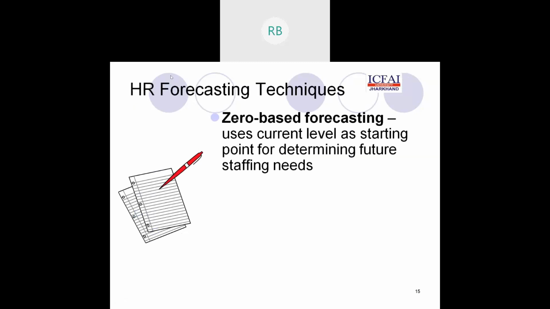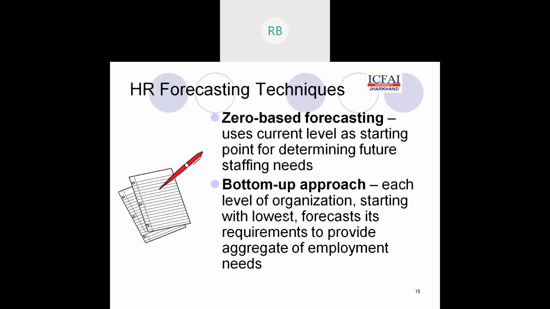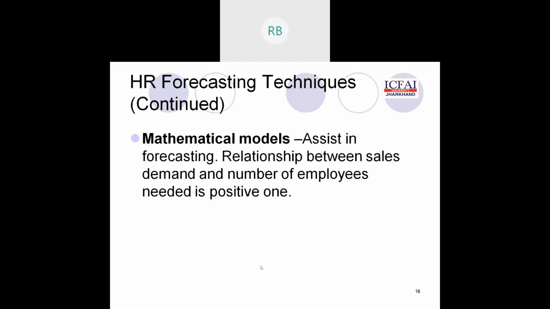Now you see forecasting techniques. Zero-based forecasting uses the current level as the starting point in determining future staffing needs: planning, organizing, staffing. Then the bottom-up approach, where each level of the organization, starting with the lowest, forecasts its recruitment, leading to an aggregate of employment needs. Then the mathematical model assists in forecasting. The relationship between sales, demand, and number of employees needed is a positive one.